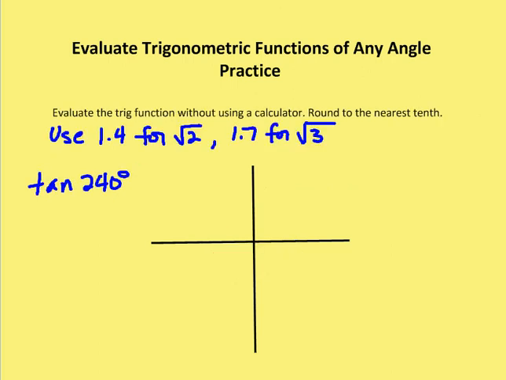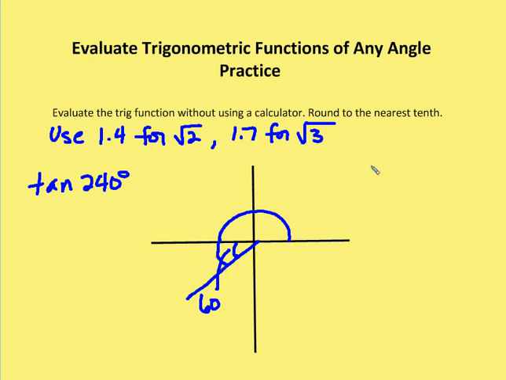In the next question, we're asked to find the tangent of 240 degrees without using a calculator. So again, we have 240 degrees. We want to find the reference angle for 240. So we're going to map this out on our XY coordinate plane. I have first 180, and then I have another 60. The reference angle is the angle made with the terminal side and the x-axis. So here's my reference angle. It's going to equal 60 degrees.